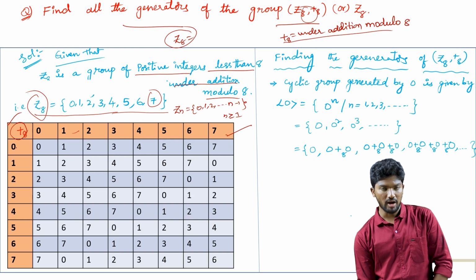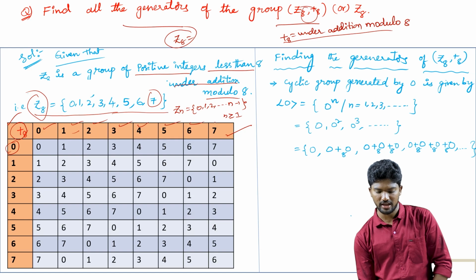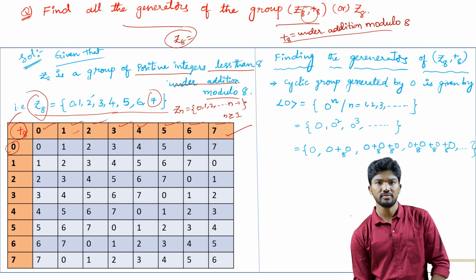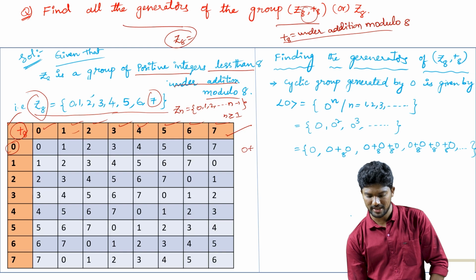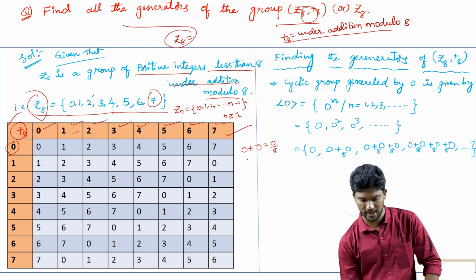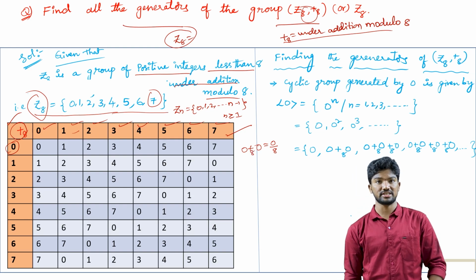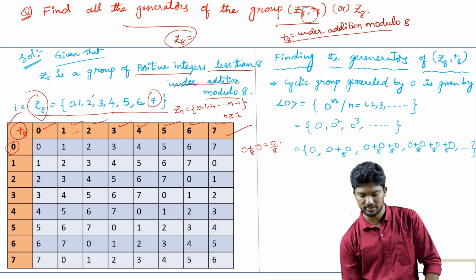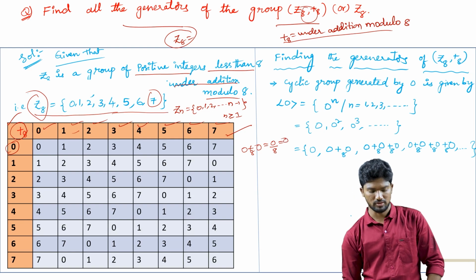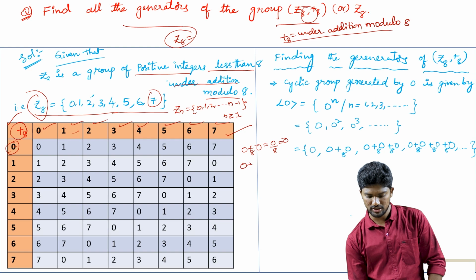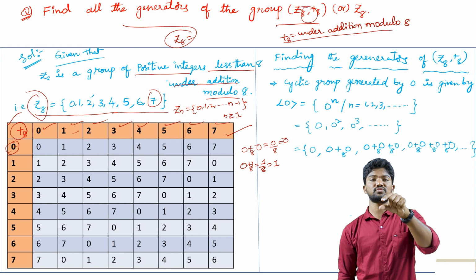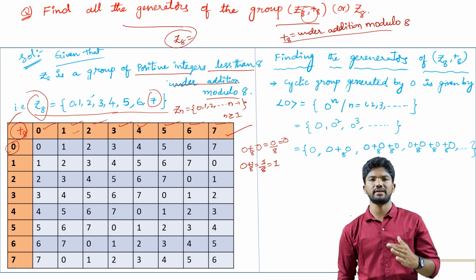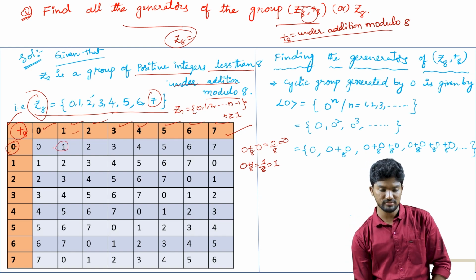Now you have to add with 0. You have to take the addition of each and every element in the first row. 0 plus 0 is 0, and the resultant 0 you divide by 8 under addition modulo 8, so you get 0 again. Then 0 plus 1 under addition modulo 8 is 1, because 1 is far less than 8, so you cannot divide 1 by 8, and 1 remains as it is.